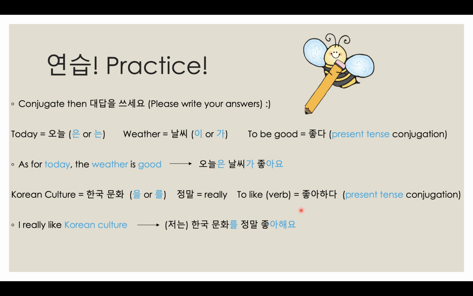So, again, because 좋아하다 is a verb, use the object marking particles. 문화, 문화를. What do I like? Korean culture. And 정말 is an adverb. I'm pretty sure you already talked about this, I think, last week. You just have to remember to always place the adverb in front of the verb. So, really like. What do I really like? 한국 문화, Korean culture.